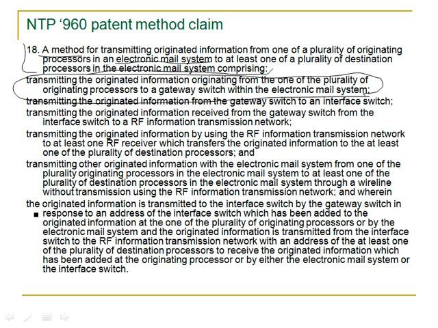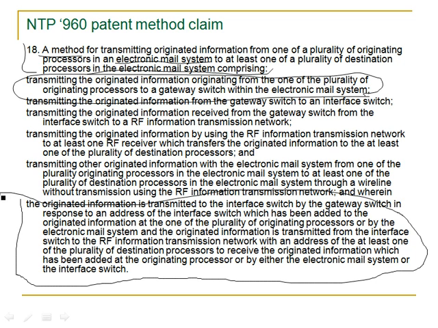This business at the end. The originated information is transmitted to the interface switch by the gateway switch in response to an address of the interface switch which has been added to the originated information at the one of the plurality of originating processors or by the electronic mail system, and the originated information is transmitted from... What is missing here is punctuation. This is the biggest stinking run-on sentence I ever saw. And yet, it's a real claim.